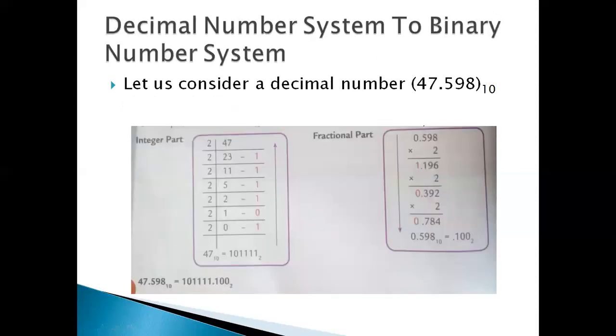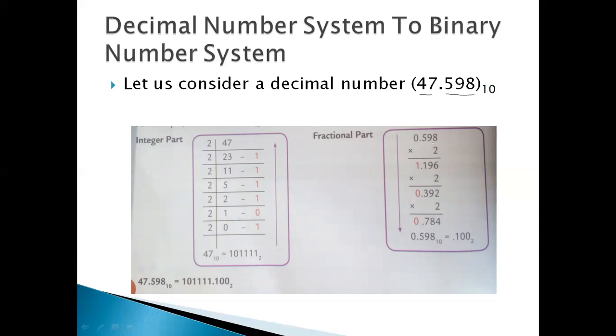Now we will convert a decimal number to binary number system. So let us consider a decimal number 47.598. Here we have two parts. One is the integer part, that is 47, and the other is the fractional part, that is 0.598. We have to treat this separately.